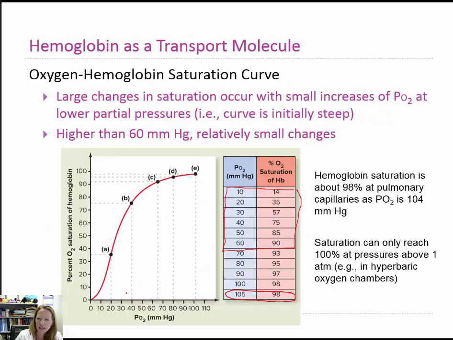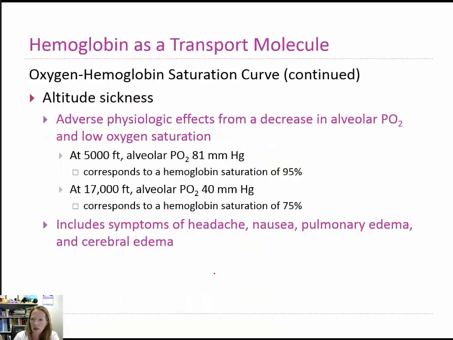So this is the issue with altitude. With altitude, you are going to have changes in your total atmospheric pressure, which means that you have less oxygen, which means that you are going to have a change in these numbers. If you have a change in these numbers, that's going to cause issues with the percent oxygen saturation of your hemoglobin. So let's take a look at how this is going to affect you.